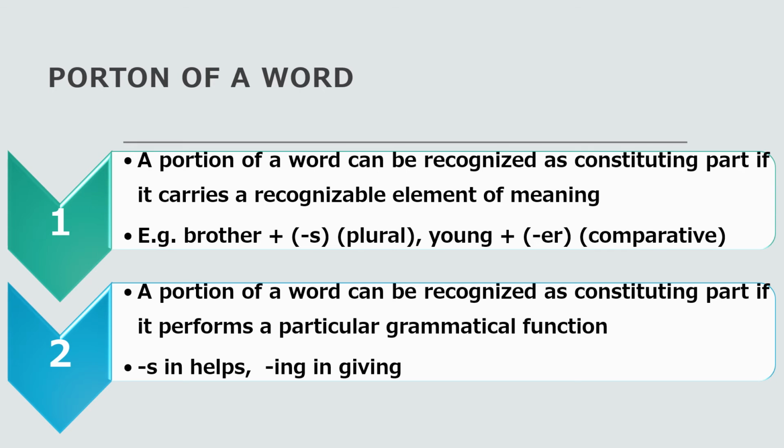So we can divide the word helps into two different parts: the part help, because help occurs as an independent word, and the part -s, because it is a regularly used part in the English language. And we find out it is a regularly used part because the part -s is used for a grammatical function.